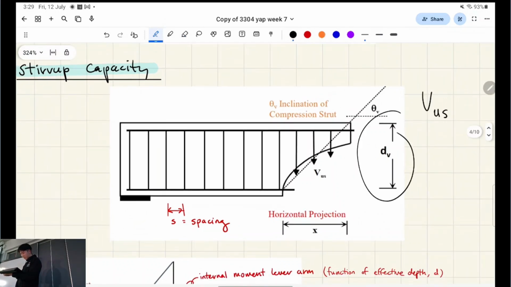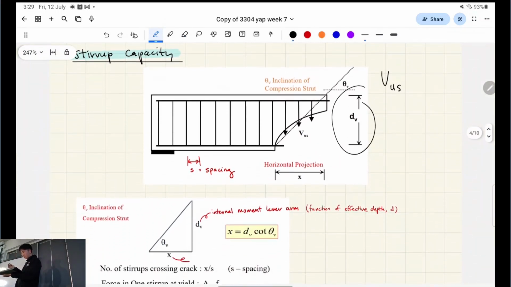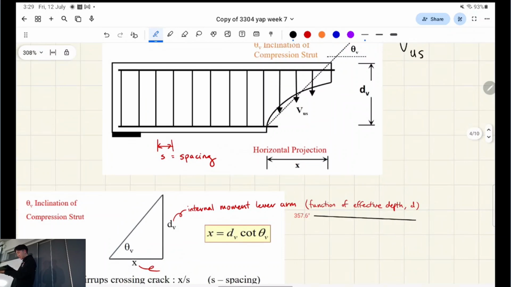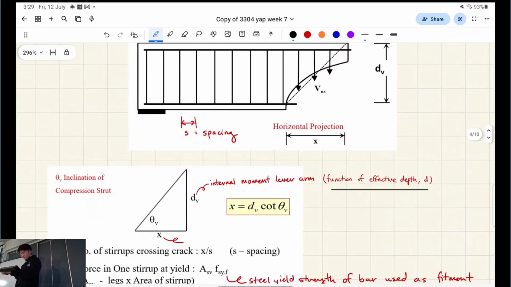dV, you'll find out later. dV means the internal moment lever arm. So it's basically a function of the effective depth. It's to do with the lever arm in your moment equation for your tensile bars, right? Anyway, just consider it as some vertical distance.